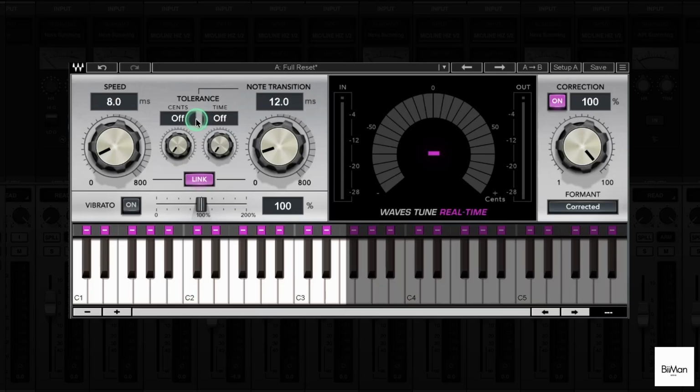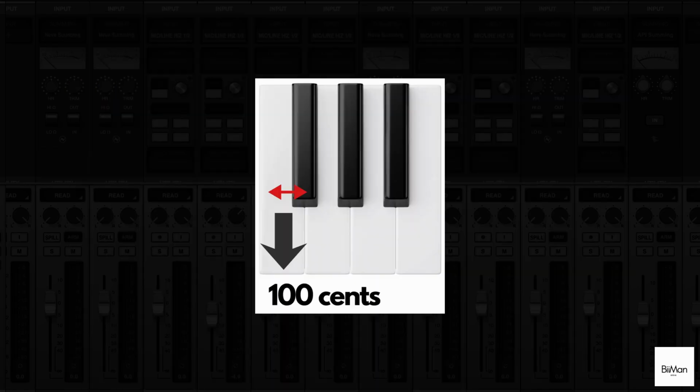The tolerance is actually two controls, the cents and the time. You can use this tolerance control to give the plugin a certain window of inactivity where it lets sounds you don't want corrected pass through before correction starts happening. Now let me explain to you how this works. Let's start with the cents. The difference between one note to another is 100 cents.